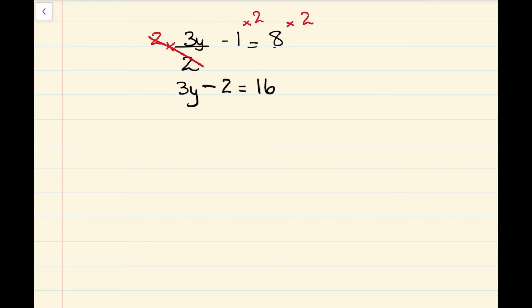Now all you would have to do is carry over the negative 2. When we do that, we would get a positive 2, because we have to change the sign. So then we would have 3y is equal to 16 plus 2, which is 18.